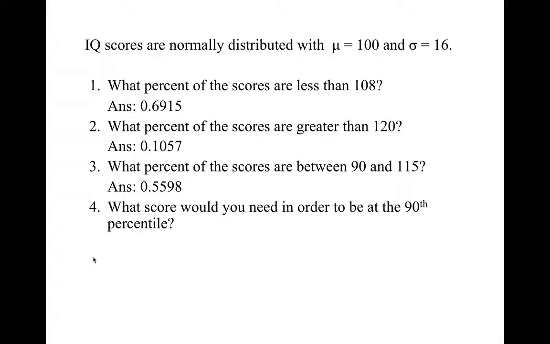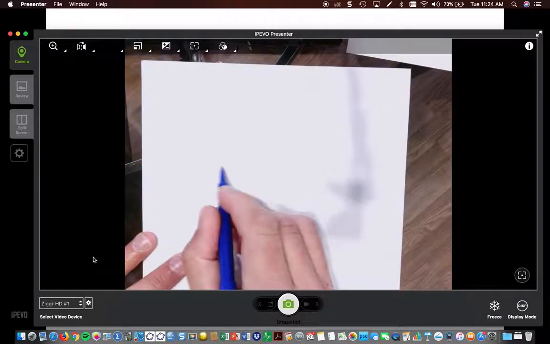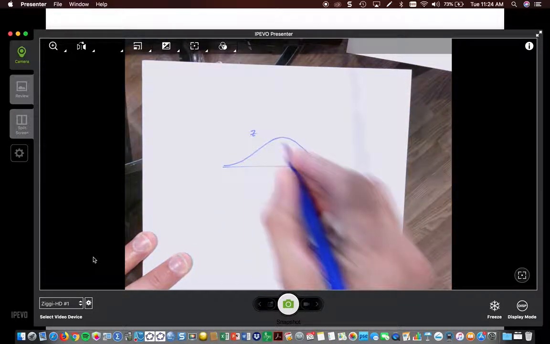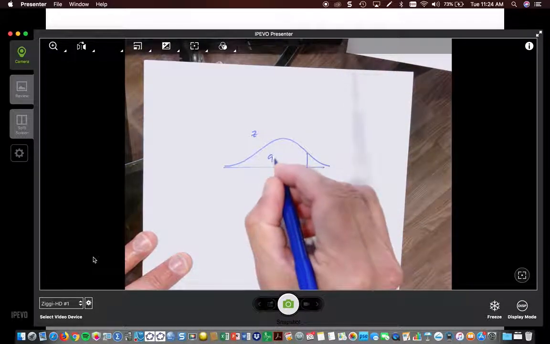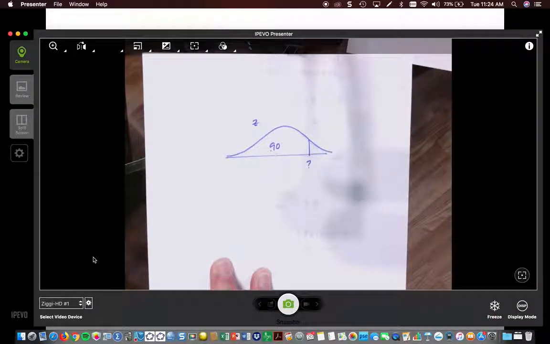Another question, what score do you need in order to be at the 90th percentile? All right, so let me show you this one, if you don't use the full features of the calculator. So here we're looking for what's the 90th percentile. All right, so if you go out here on the Z distribution and you want to know what is the value out here that's going to cut off this 90th percentile. Okay, now we saw earlier that the 90th percentile was 1.28, looking it up in the table.